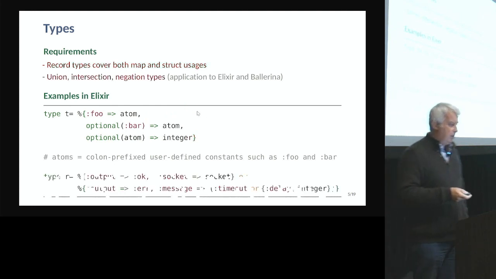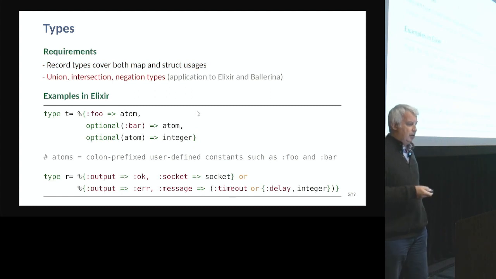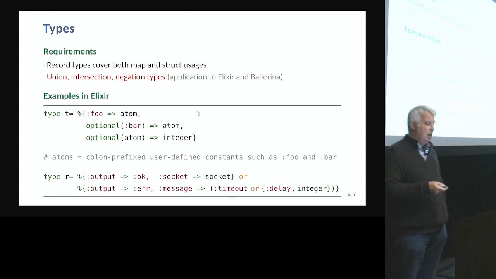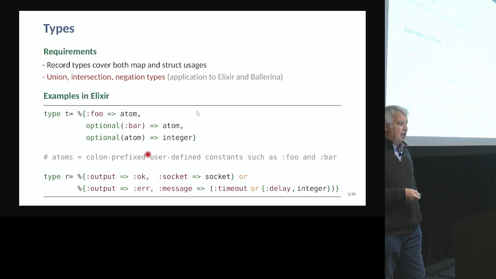For what concerns union and intersection negation types, let me just show union. This type here is the type of records that have exactly two fields. One field output, and according to the value of the field, if it is okay, you have a second field socket of type socket.